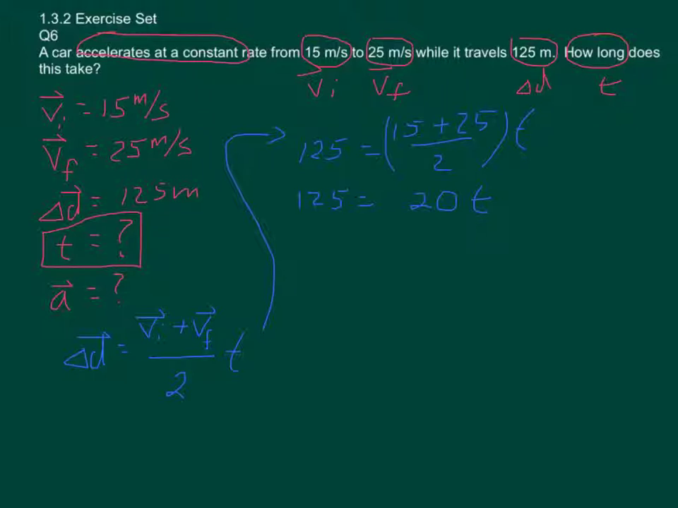Algebra time. So we got 20 times t. I want to get rid of the 20, to get to 1t. So if I divide by 20, I get 20 over 20, which is 1t. I do the same on both sides. 125 divided by 20 will give us t, which is, let's just say t equals 6.3 seconds.